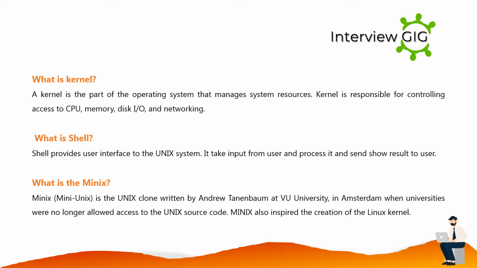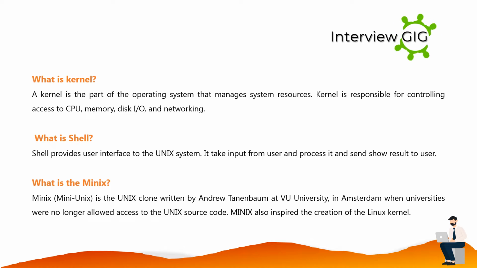What is the kernel? A kernel is the part of the operating system that manages system resources. The kernel is responsible for controlling access to CPU, memory, disk I/O, and networking. What is the shell? The shell provides the user interface to the Unix system. It takes input from the user, processes it, and shows the result to the user.